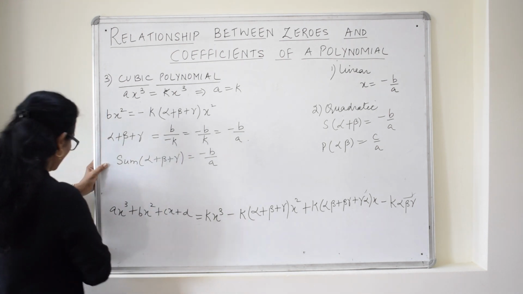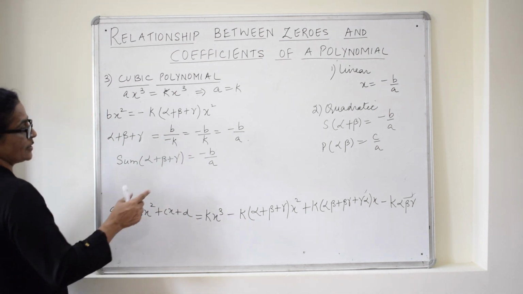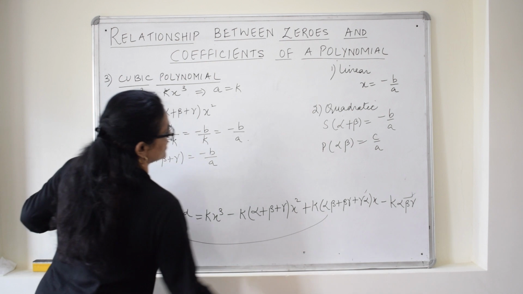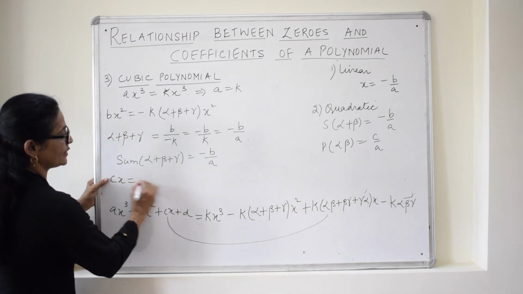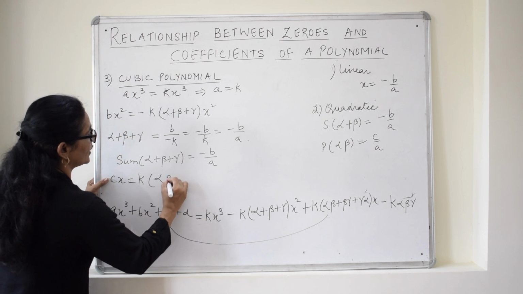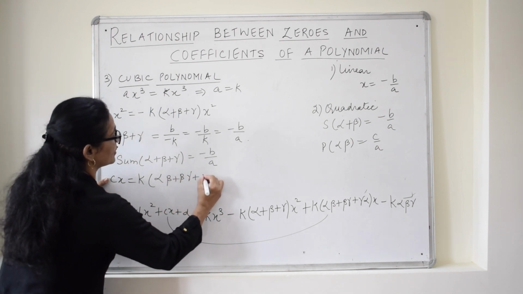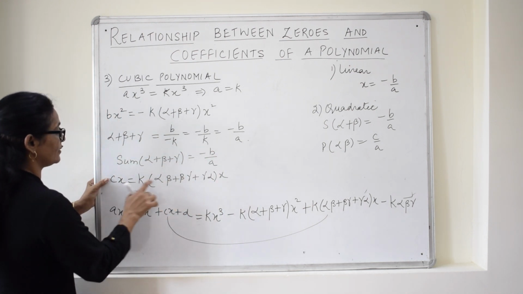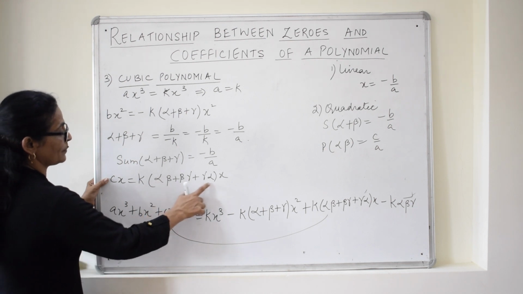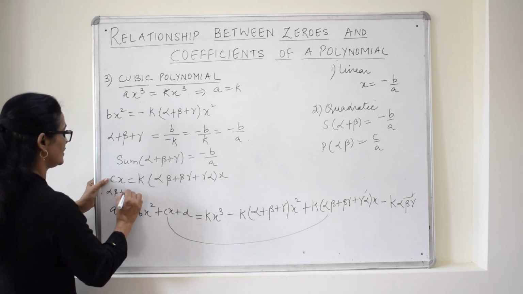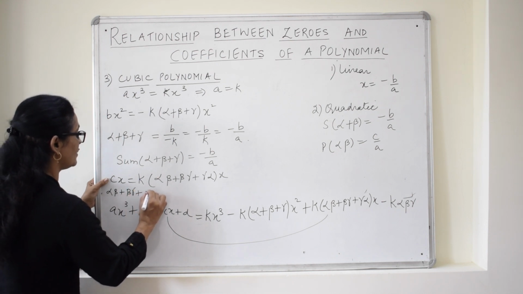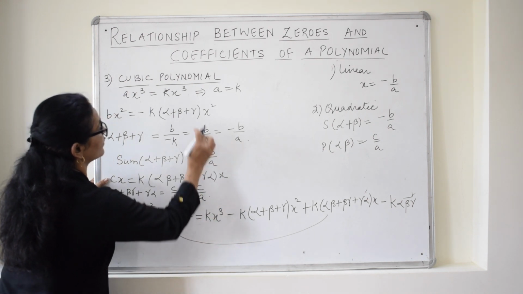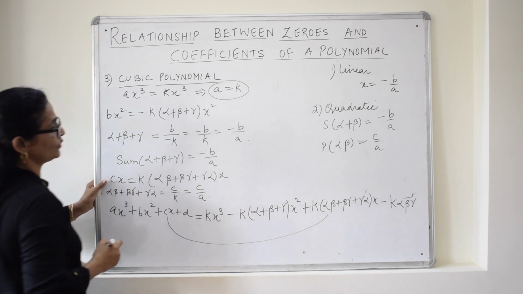Now similarly we will equate the third one. So the third term is cx over here and this is k into this. So third is cx is equal to k into alpha beta plus beta gamma plus gamma alpha into x. X and x will be cancelled. So we will get the value of alpha beta plus beta gamma plus gamma alpha. So alpha beta plus beta gamma plus gamma alpha is equal to c upon k, that is c upon a. Why? Because a is equal to k.